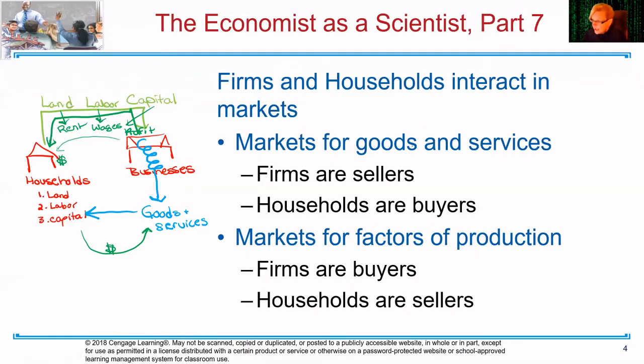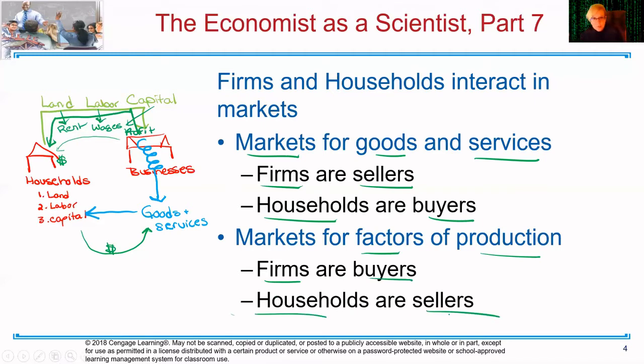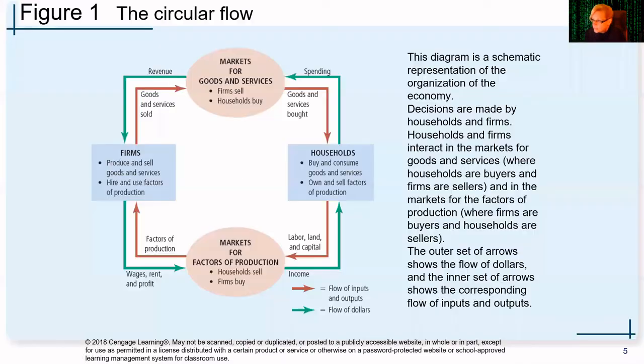So we say in the market for goods and services, firms sell the product, the goods and services, and households buy it. In the markets for factors of production, land, labor, and capital, firms buy it and households sell them. And again, that's because of our private property rights.